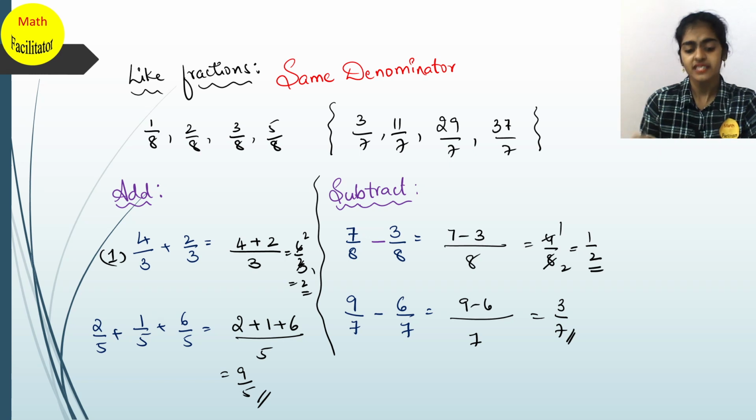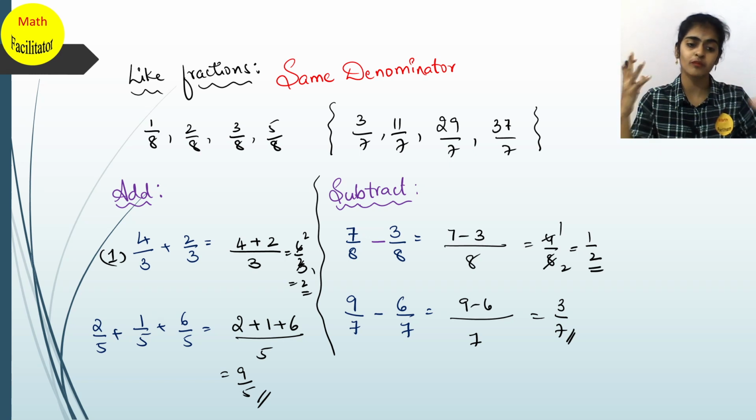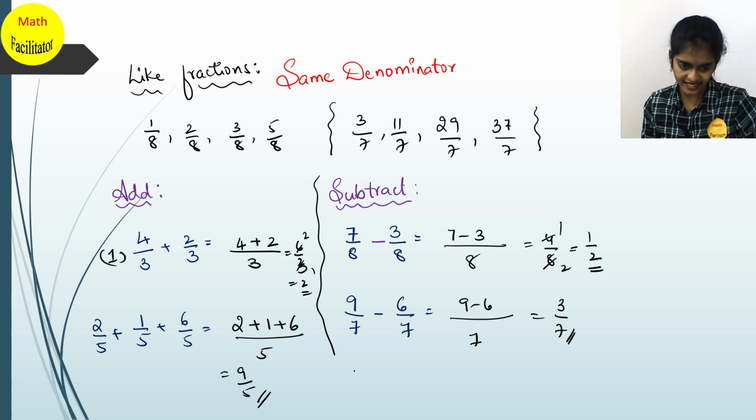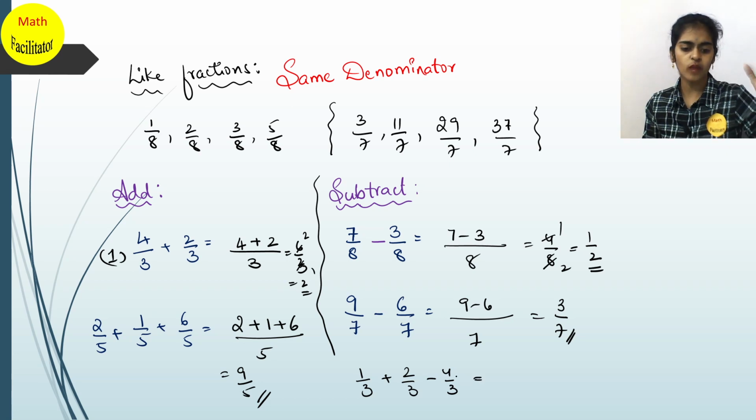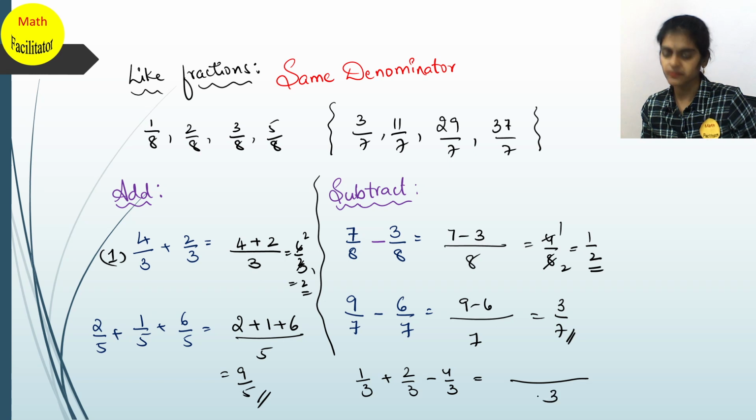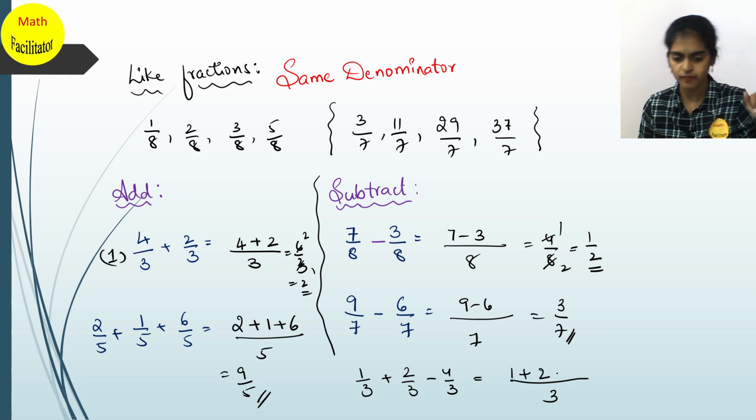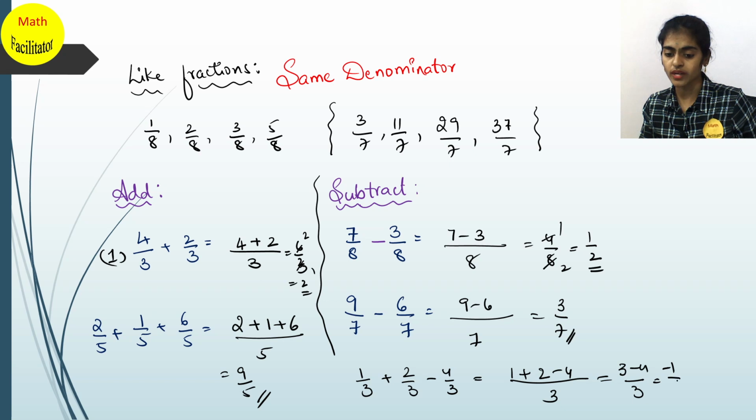Clear with this concept? Suppose what happens if you have a mix of addition and subtraction. For example, if you have 1 by 3 plus 2 by 3 minus 4 by 3. Okay, so here 1 by 3, 2 by 3, 4 by 3 are all like fractions. So denominator is same, 3. And here numerator you have 1, write 1. In between you have a plus, write plus. Here you have 2, write 2. In between you have minus, write minus. You have a 4. That's it. So 1 plus 2 gives you 3, minus 4 divided by 3. 3 minus 4 gives you minus 1 divided by 3.